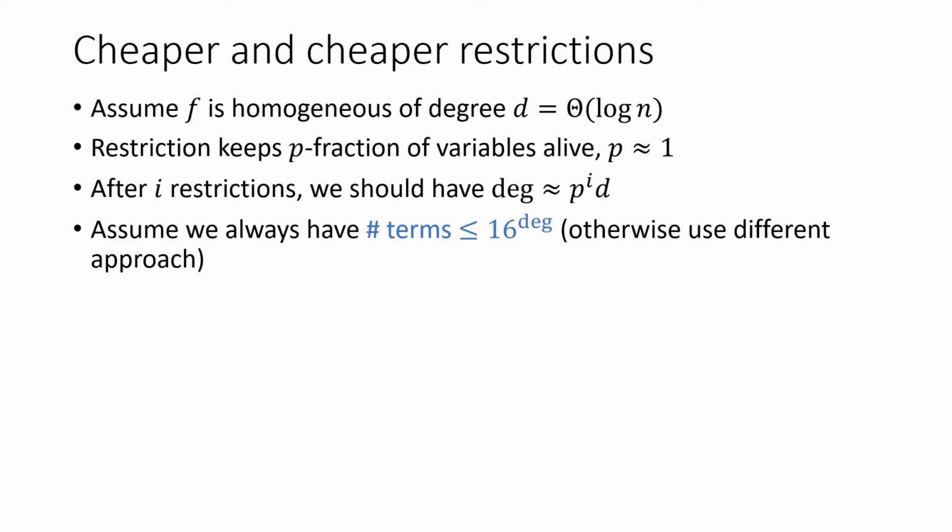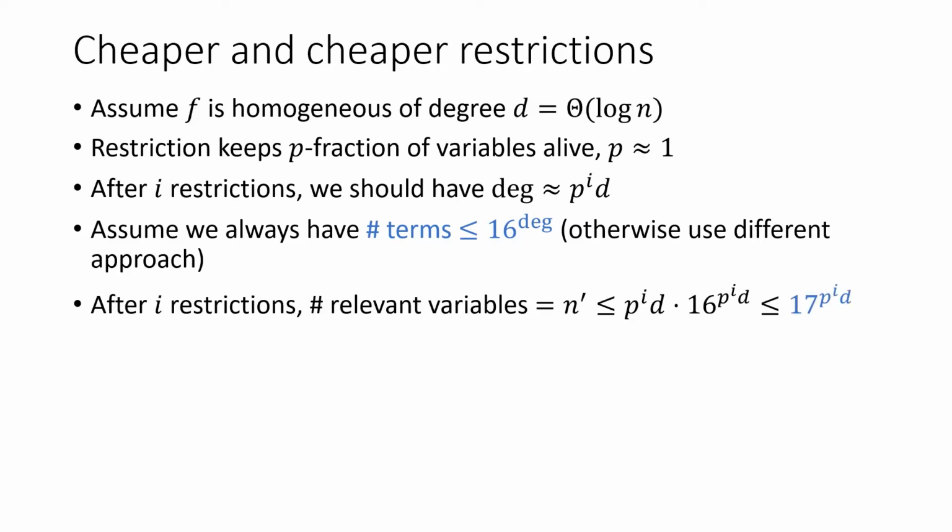Okay, so after i restrictions, the number of relevant variables, n prime, is the number of terms times the degree. So it's roughly exponential in p to the i times d. Our next restriction costs O of log n prime truly random bits, which is roughly p to the i times d.